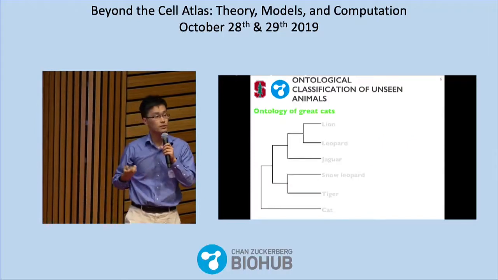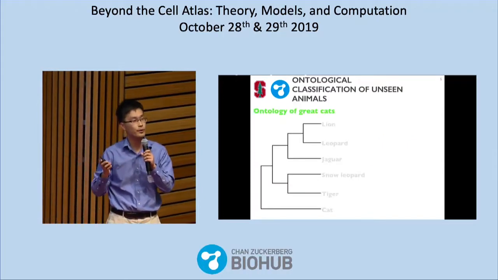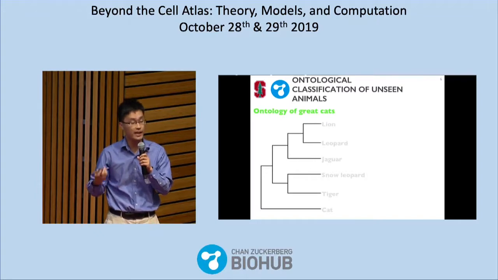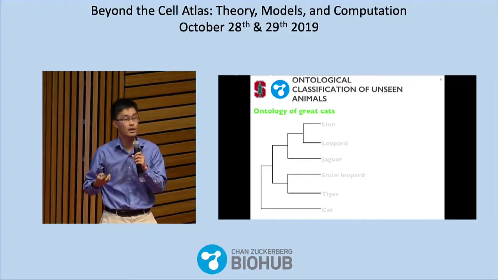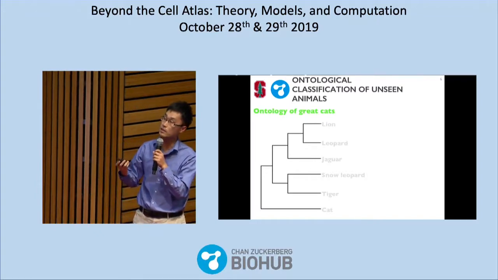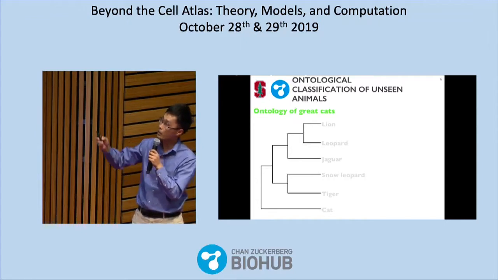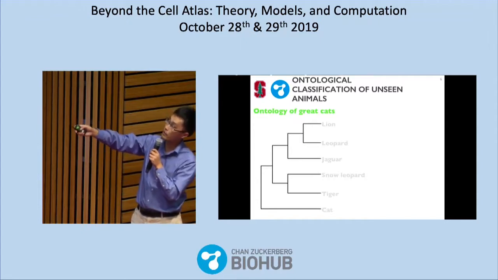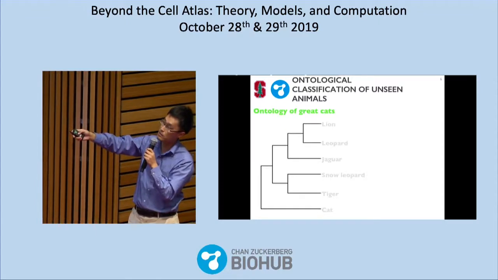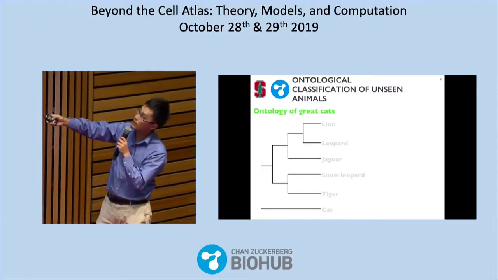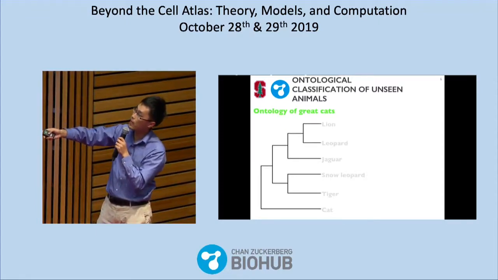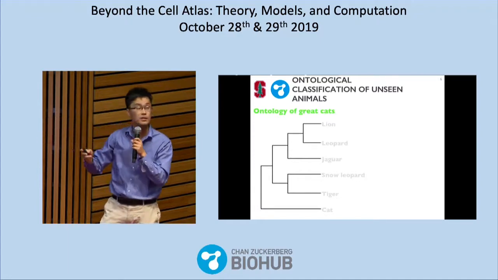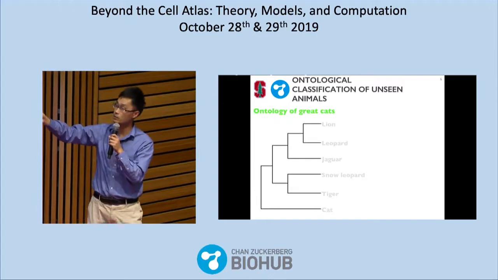Before I introduce OnClass, this is an illustration of how we do it. We use an example of classifying unseen animal images to see how we classify unseen cell types based on the cell ontology. For example, we have a very good ontology of cats. So we know we have never seen those 6 different cats before, but we know how they are similar to each other. We know that lion is similar to leopard, tiger is similar to cat, but cat is dissimilar to lion and leopard.